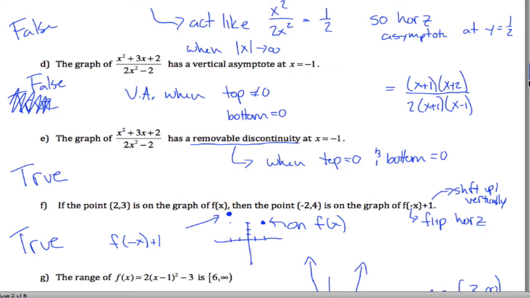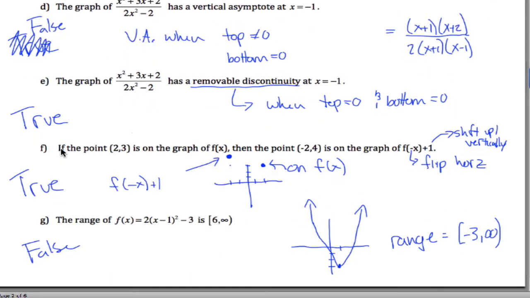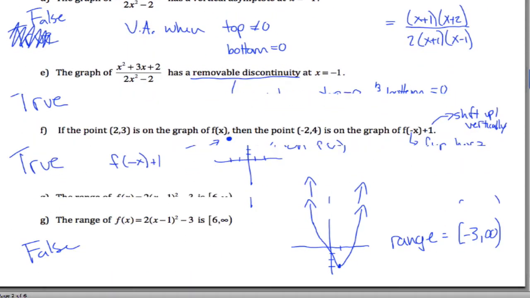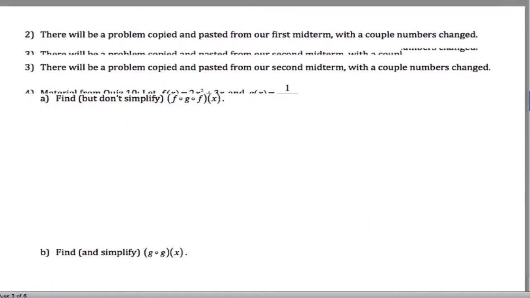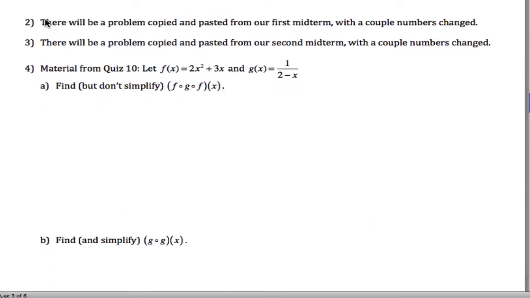You don't have to tell me why these things are true or false like I did. I just wrote these in here for your own sake. But if you just write true or false or T or F or whatever, that's plenty. You'll get full credit. All right, moving on.